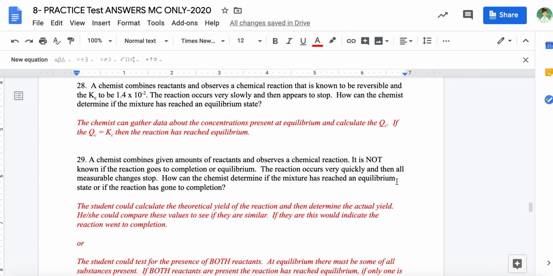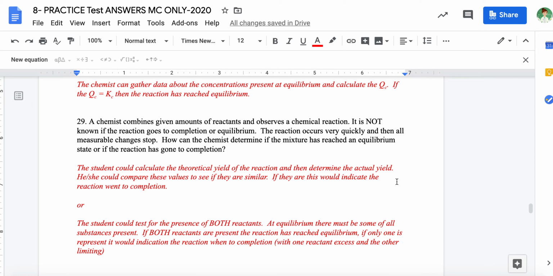Now in 29, the chemist is given amounts of reactants and observes a chemical reaction. It is not known if the reaction goes to completion or equilibrium. The reaction occurs very quickly, and then all measurable changes stop. So that could mean that it just reached its equilibrium. How can the chemist determine if the mixture has reached equilibrium or if the reaction has gone to completion?